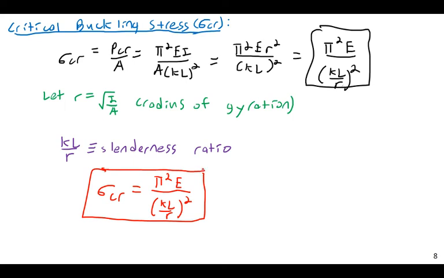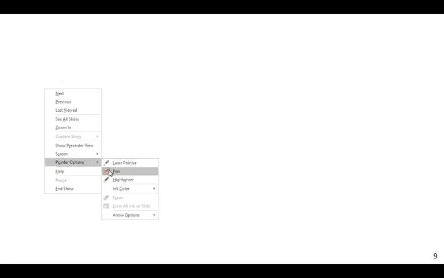Pi squared E over K L over R squared. Okay. So next I would like to talk a bit about failure modes and see how columns can fail. Well, we've already seen the two main failure modes, but I'd like to draw out how they interact.